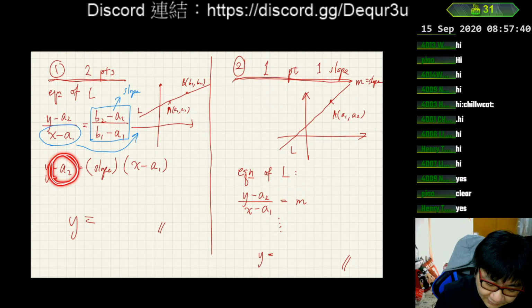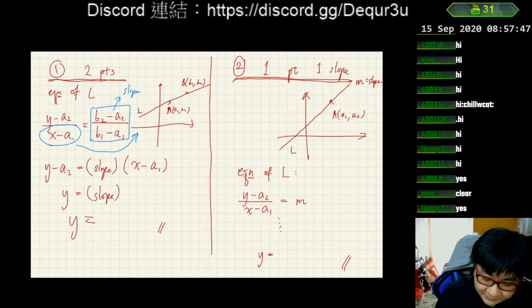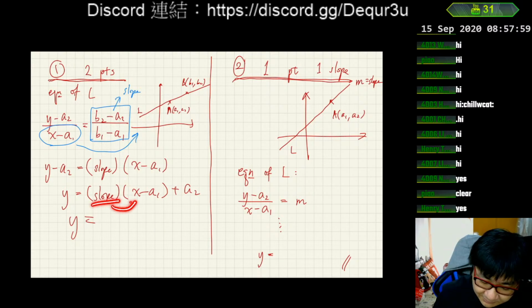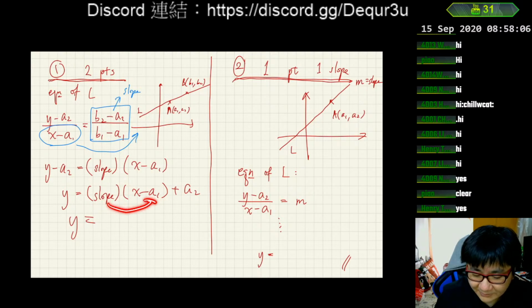That means we move this minus a2 to the other side, then it would be y equal to slope times x minus a1, plus a2. And afterwards, we may also remove the bracket. We multiply the slope to the inside. The slope is a number, and a1 is also another number, so when we multiply it, it becomes another known number, and we can combine that with a2, and then finally have the result.